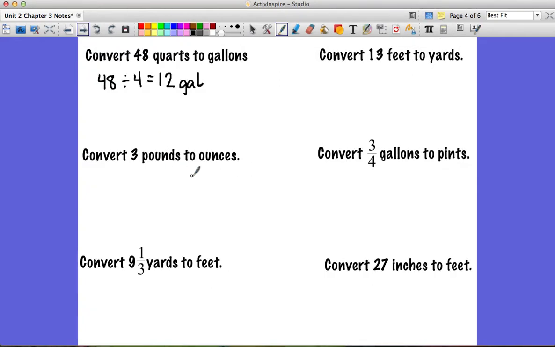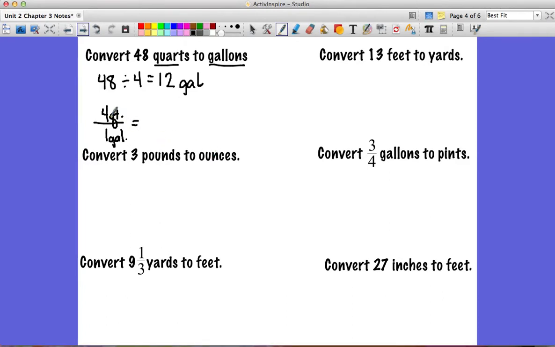The other way we can do this is we can set up a proportion. Since we're going quarts to gallons, and we know that every 4 quarts gives us 1 gallon, it should always be proportional. You can't ever have it any other way. If you have 5 quarts, you have more than 1 gallon. You don't have exactly 1 gallon.